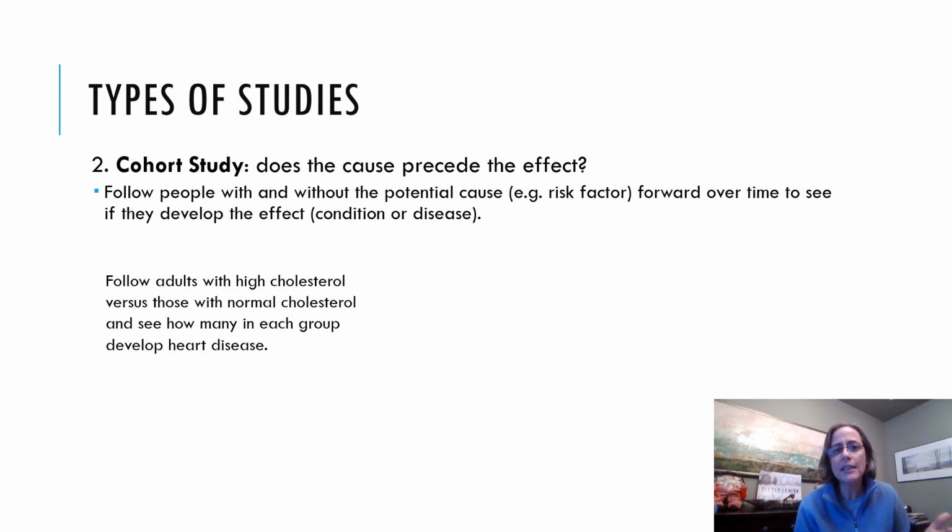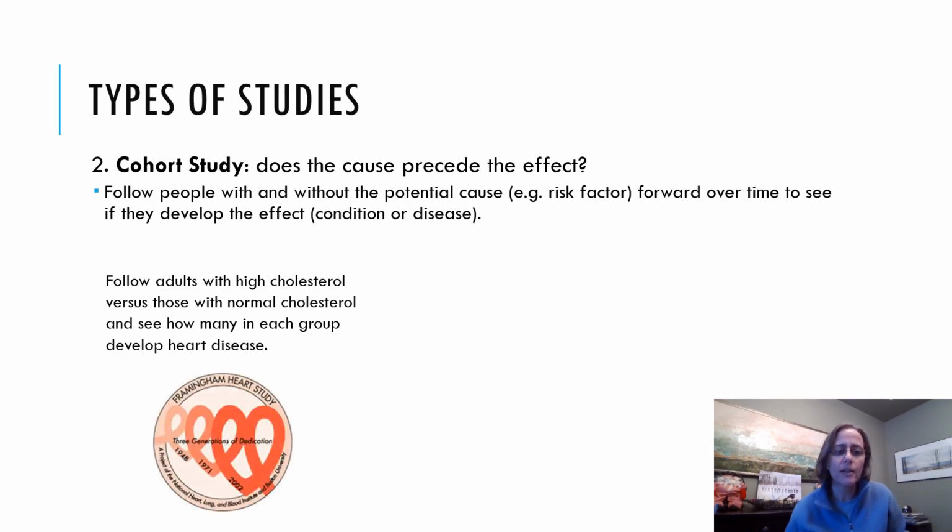And that's exactly what they did in one of the biggest, most famous studies called the Framingham Heart Study that was done in Framingham, Massachusetts. They followed practically everyone in the entire town, collected a whole bunch of information on them. It's still ongoing today, right? So you can see this was in 2002. They made a little logo, three generations of dedication, right? So this started back in 1948. The study is still ongoing today. We have learned so much from this cohort study.